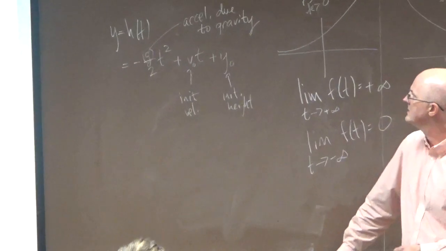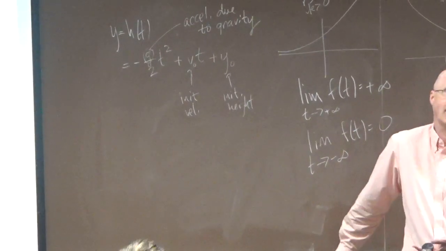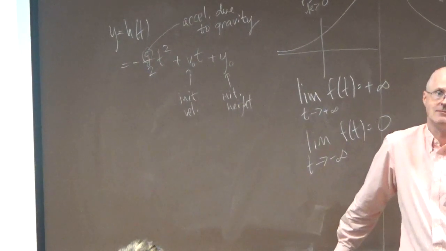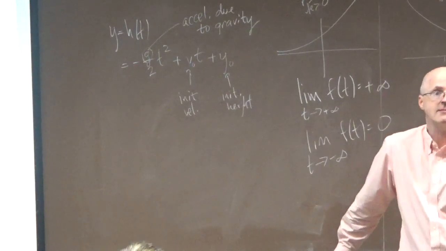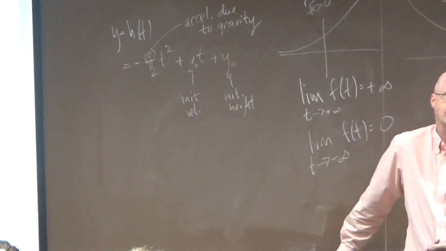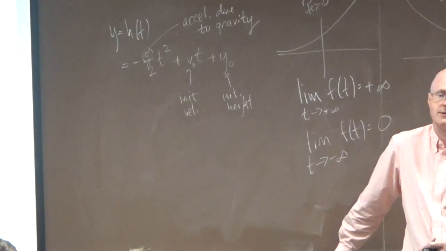You should be able to use a function like this, for example, to figure out when the ball hits the ground again. Set this equal to 0, solve for t. Use the quadratic formula. That's how you do that.